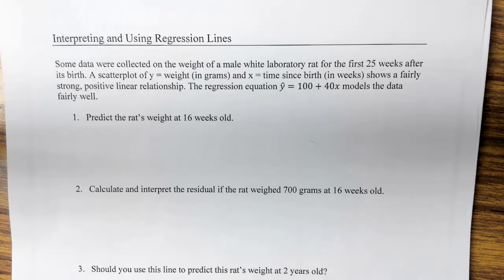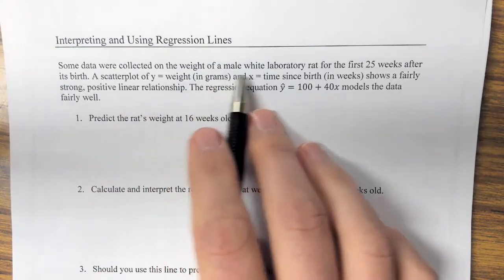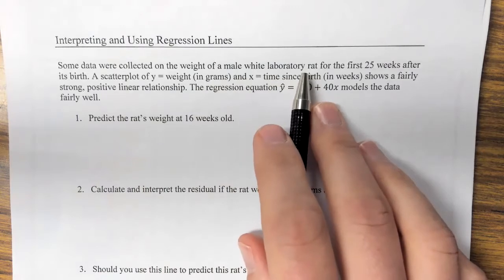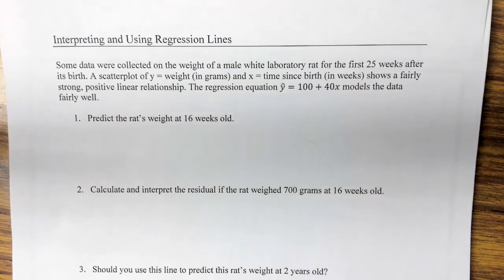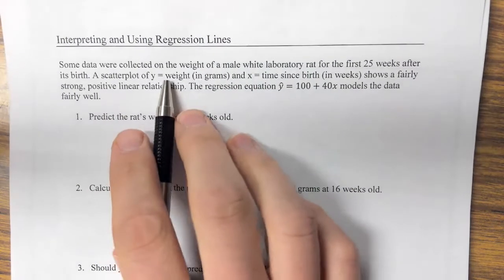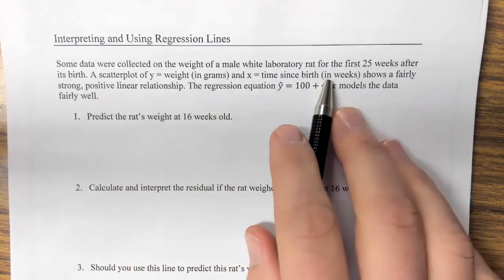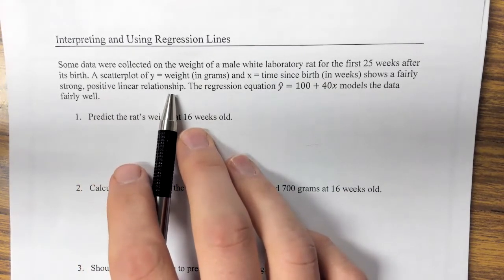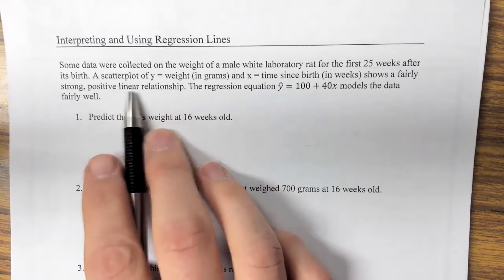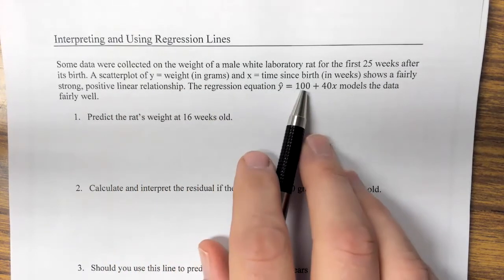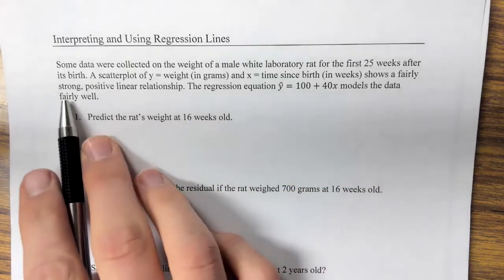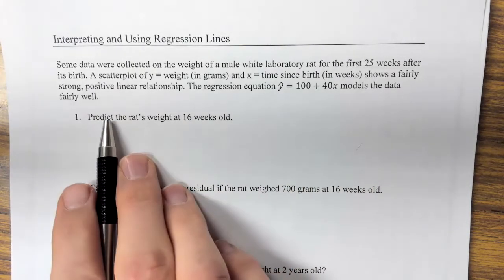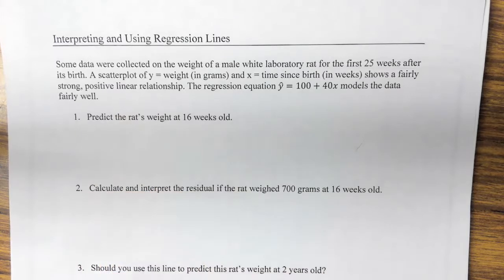We are going to interpret and use some regression lines. We've got lab rats and their weights for the first 25 weeks after their birth. A scatter plot of the response variable weight and the explanatory variable time since birth shows a fairly strong positive linear relationship, which is good. That means regression applies. It needs to be relatively strong and linear. The regression equation y hat equals 100 plus 40x models the data fairly well. So question number one, predict the rat's weight at 16 weeks old.